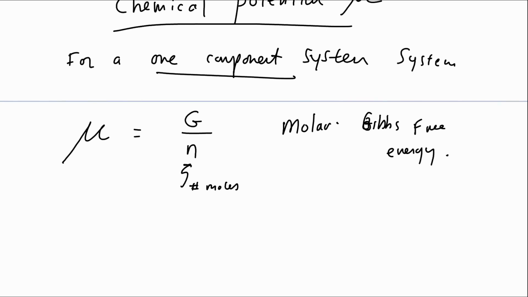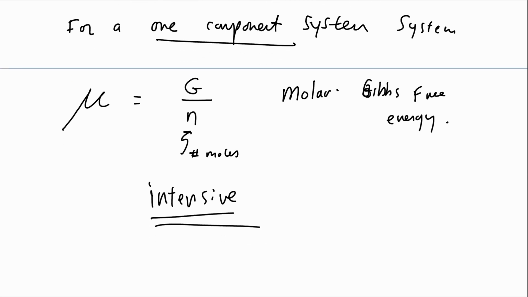I'll ask this, well, maybe I shouldn't ask this on the final, but I'll ask you now: is the chemical potential extensive or intensive? It's intensive. Because it's the ratio of two extensive quantities. If I double the system size, the number of moles doubles, the Gibbs free energy doubles.